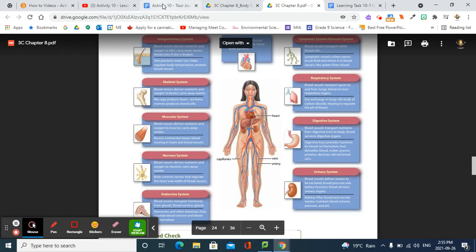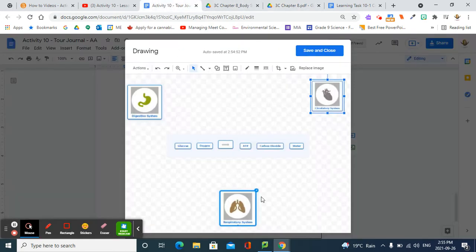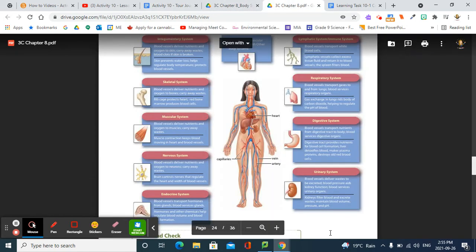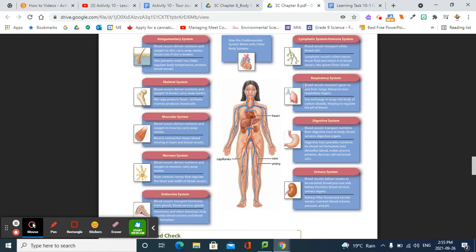So now let's look at the other two systems that it's talking about. So the respiratory system and the digestive system. So if we look over here, we can see the respiratory system. What does it do? Blood vessels transport gases to and from the lungs. Blood services the respiratory organs. Gas exchange in the lungs rids the body of carbon dioxide, helping it to regulate the pH of the blood.